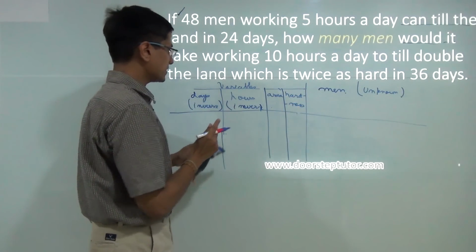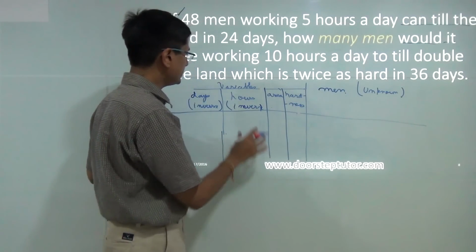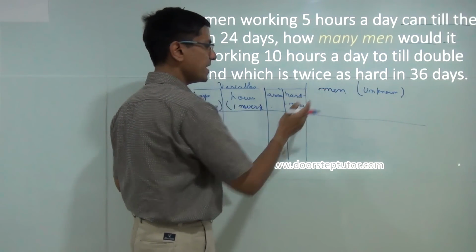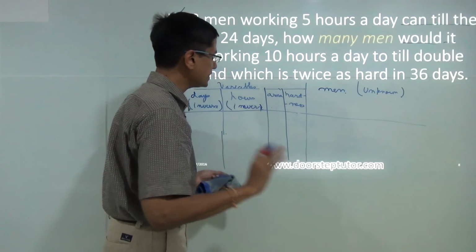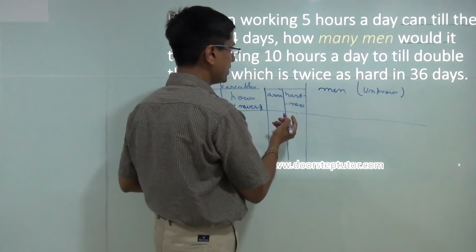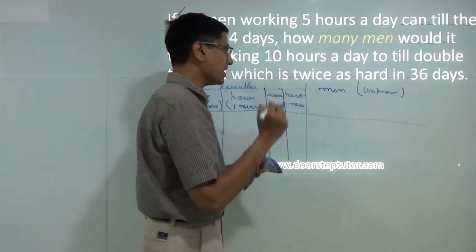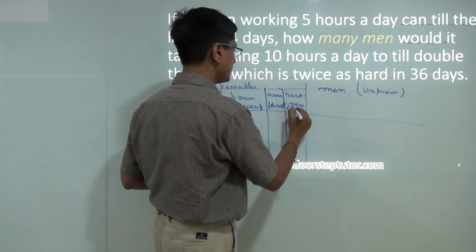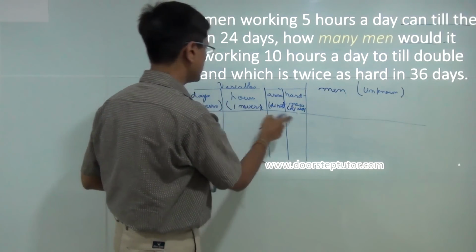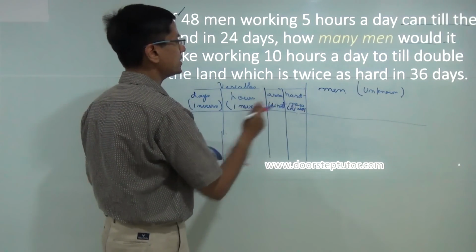Okay. So we already know that if I increase the number of days, number of men would decrease. If I increase the number of hours the men are working per day, then the number of men it would take to do the work would decrease. So we know this is inverse 100%. If I increase the area, number of men would increase. So this is direct. If I increase the hardness, number of men would again increase because it becomes more difficult to till the land. So this is direct. So there are two direct variables, there are two inverse variables. So there are two inverse relationships and two direct relationships.